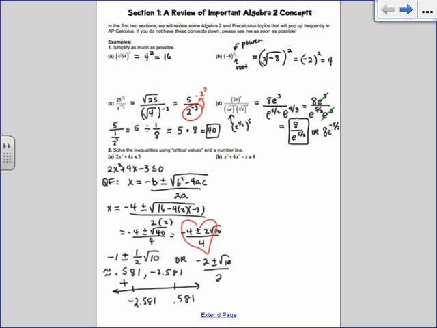But if I try 0 in the original, I have 0 plus 0 minus 3 is less than or equal to 0. Right, negative 3 is less than or equal to 0. You get a negative number. That works. We like that.